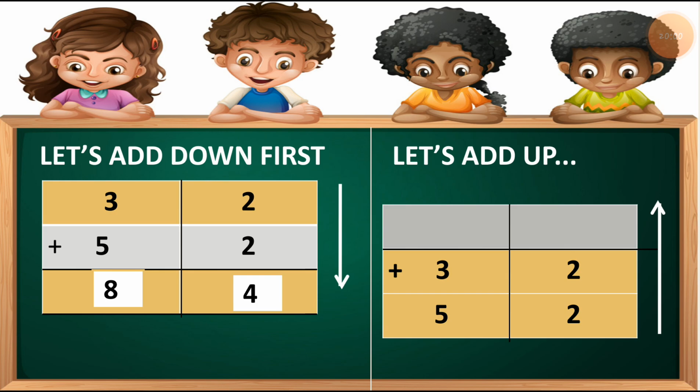Let's add up and check our answer. It is right or wrong. 2 plus 2. So students, 2 plus 2 is equal to 4. So here is our answer, 4 at the ones column. Now let's move to the tens column, which is 5 plus 3. We take 5 first because we are adding up. So 5 plus 3 is equal to 8. So you can check on both sides, downside and upside, the answer 84 is the same. So our addition is right, and hope you understood this concept and there is no doubt regarding this.